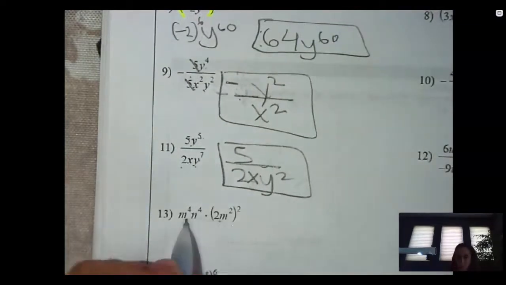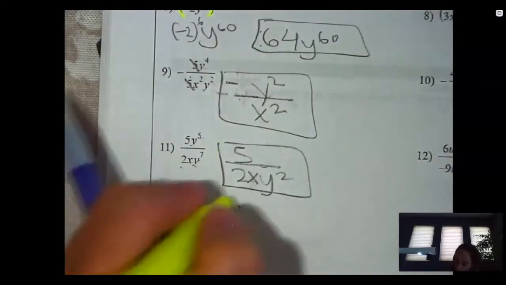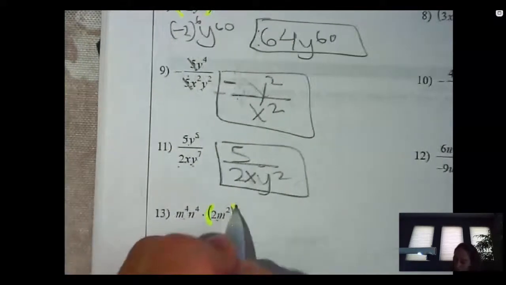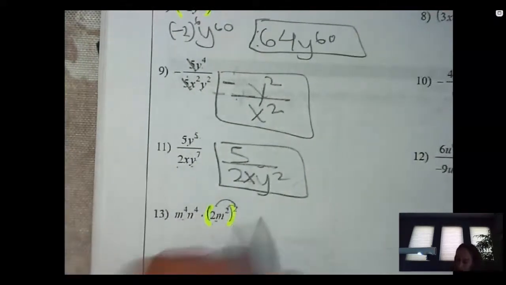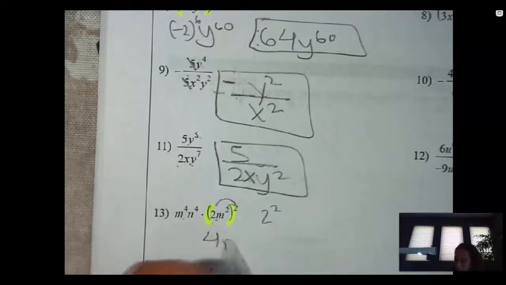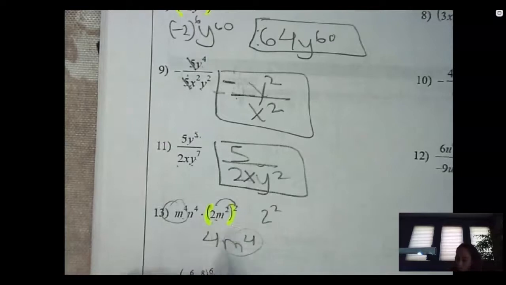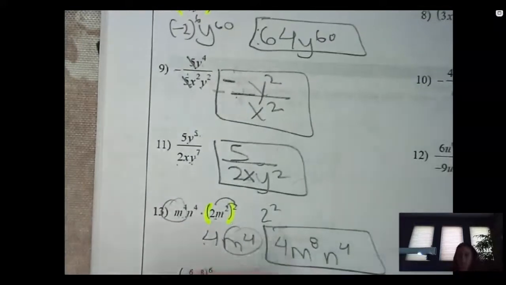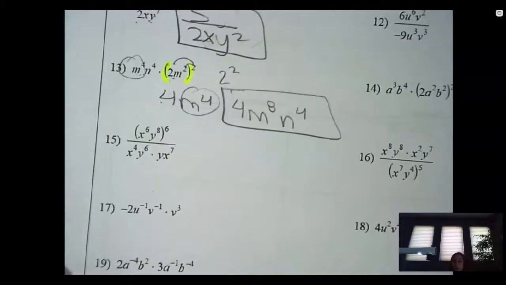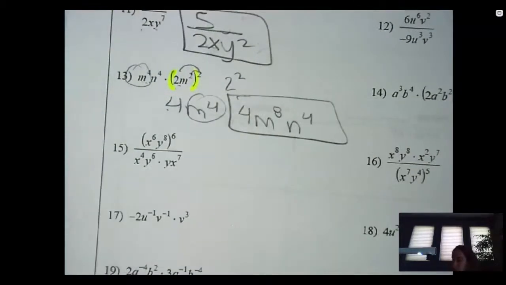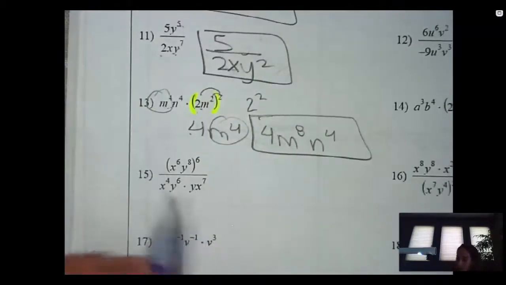All right, number 13. In order to do this, I first have to acknowledge this. So I distribute it here, and I distribute it there. So 2 squared is 4m to the 4th. And now I look, let's see, I have 4m's and 4m's, so I have 8m's. I have 4n's, and I have the number 4. Okay? If I'm going too fast, feel free to text me with questions, okay? And I could have totally made mistakes, so text me with that too.